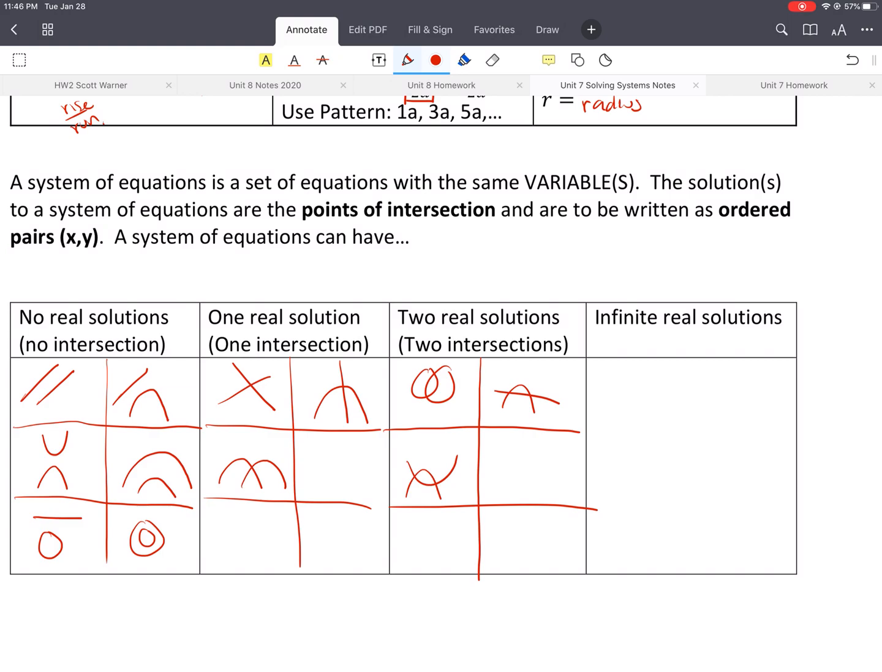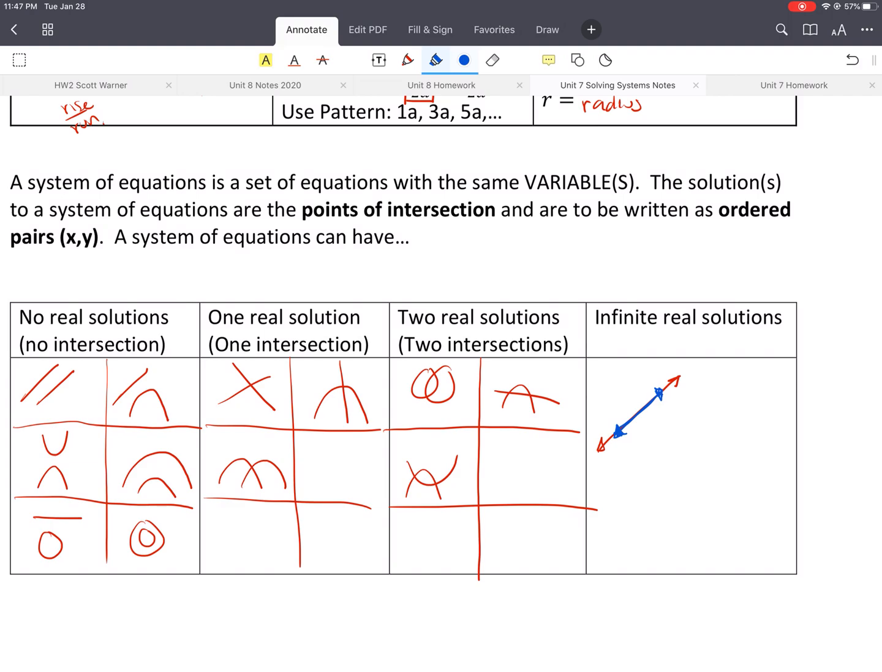And if you can think of some others, then write those down. Infinite solutions would be something like if you had a line and then you had another line on top of that line. Okay, so that has infinite solutions.